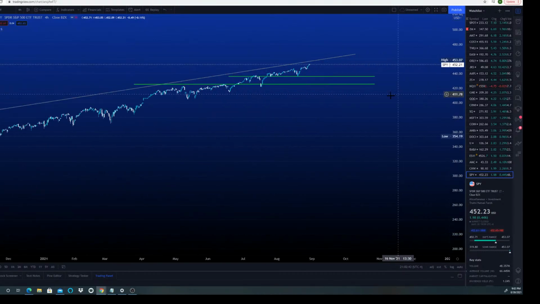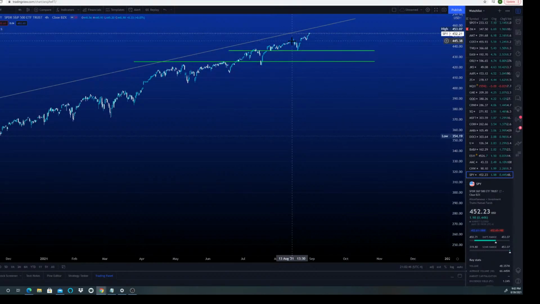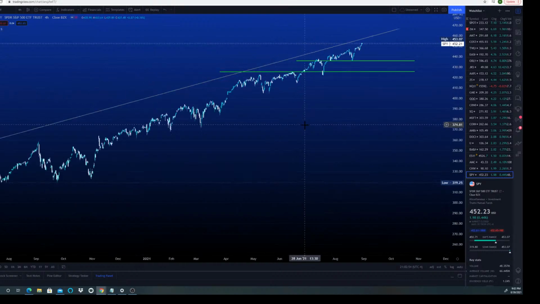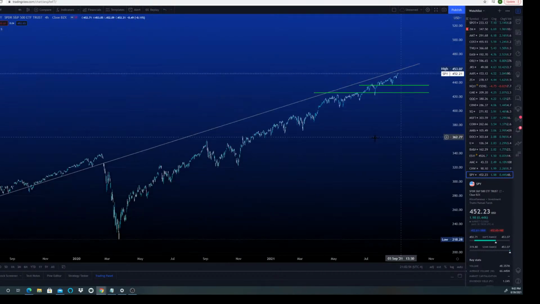If we also see, we actually created another gap right around that 444 level, down below near that 443 level as well. So that's a gap to watch as well once we do get a reversal.